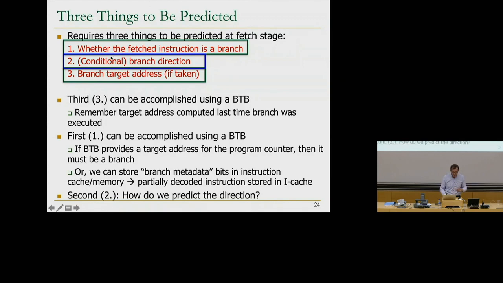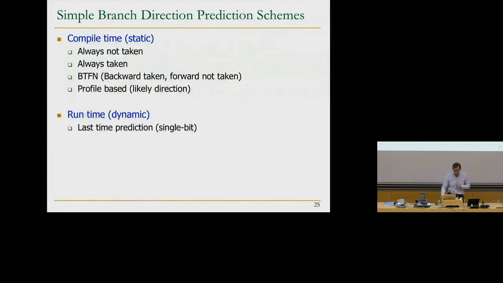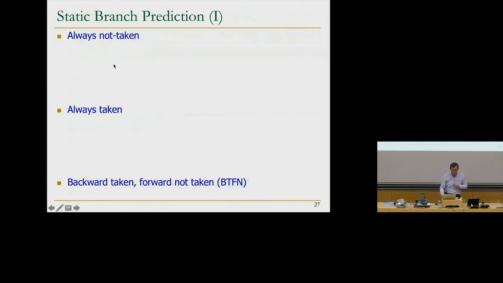So now let's concern ourselves with how do you actually predict the direction of the branch. This is the hardest part, actually. So we're going to talk about some direction prediction schemes. Some of them are static, compile time. I say compile time, even though the hardware does it, the compiler actually plays a role by reordering the code to make these very effective. And some of them will be runtime. And we will see the runtime ones are actually much better than these static ones. Okay, so let's start with the static ones.